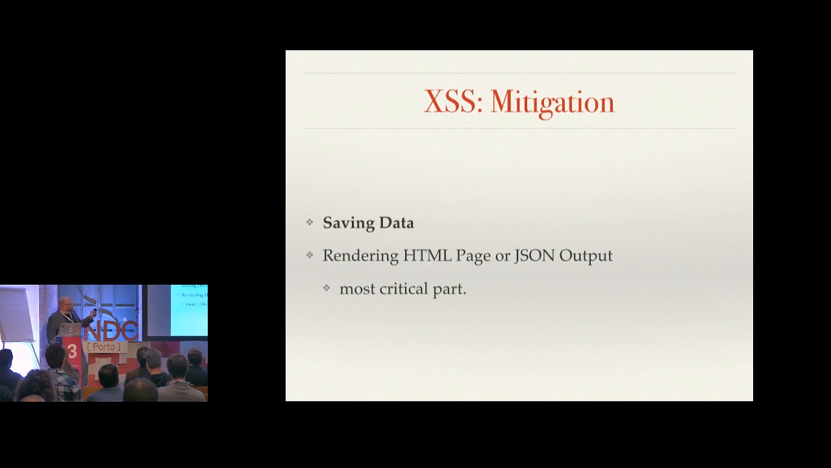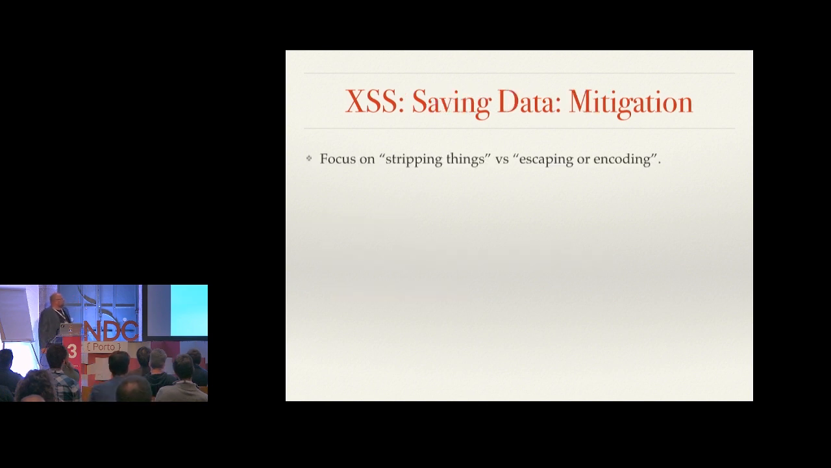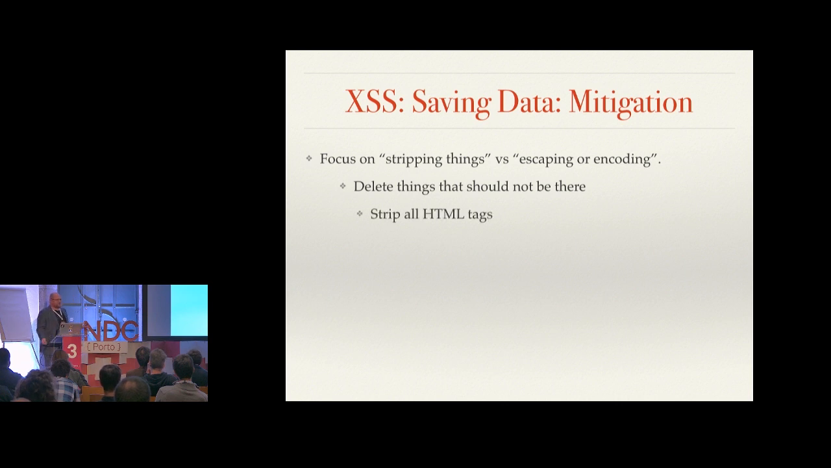Okay, so that was for rendering. Now let's get back to saving data. When saving data, I just want to try to remove things that should not be there. I want to avoid doing too much escaping because I run the risk of double escaping when I render as well. So what I'll probably do is delete things that should not be there, like get rid of all HTML tags. If I'm not building a CMS, then I shouldn't really have any HTML tags in there, so I'll remove them.